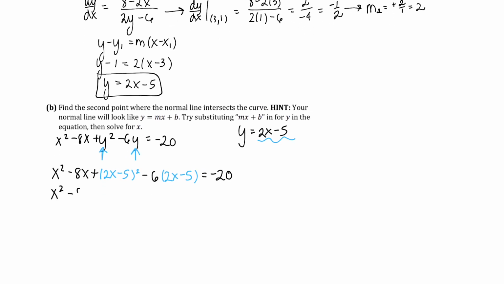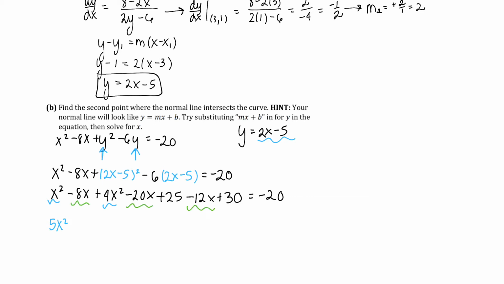So doing a little algebra here, remember here, you're not just distributing the square, you'd have to FOIL this. So you're going to get 4x squared, you're going to get, let's see, minus 20x plus 25. Distributing the negative 6, negative 12x plus 30 is equal to negative 20. So let's combine together like terms. So we have an x squared and a 4x squared. That's going to give us 5x squared. For the x's, we have negative 8x minus 20x, so negative 28, minus 12x, that'll be negative 40x.